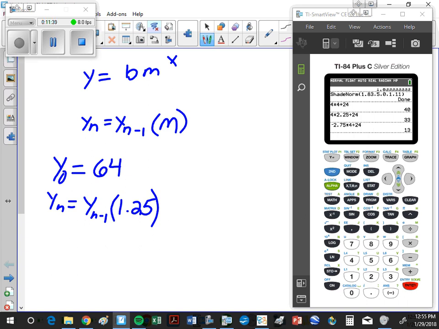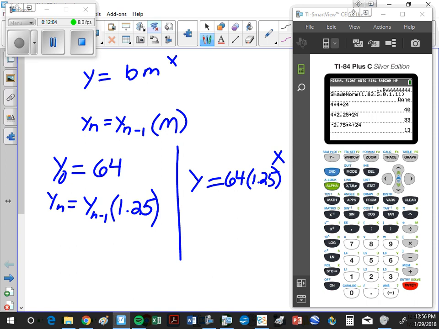What do we do? Oh, sorry. Other equation. y equals today, which is 64, times 1.25 to the x. So what do we do for 2 days? Plug in 2. Yep, raise it to the second power.